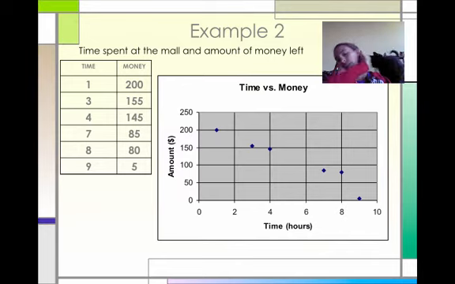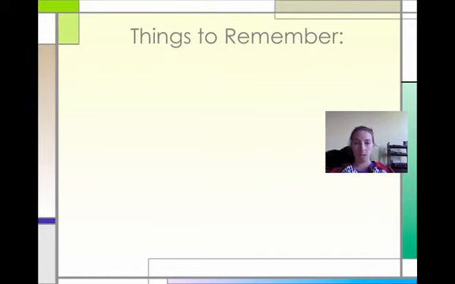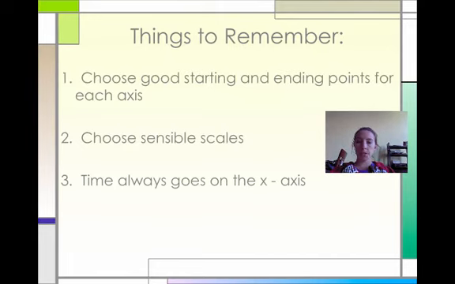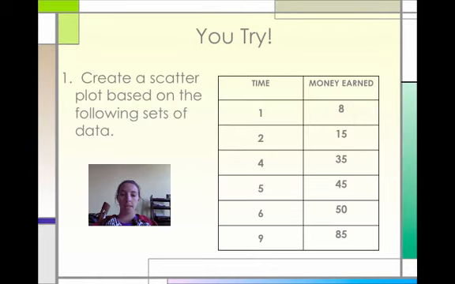And this is part of the reason why I had you guys do the coordinate plane activities before we did this. Just things to remember when you're reading or making a scatter plot. Choose good starting and ending points for each axis. You don't have to write this down. Choose sensible scales. Make sure you're counting by the right amount. And time always goes on the x-axis. So I want you to go ahead and try this.